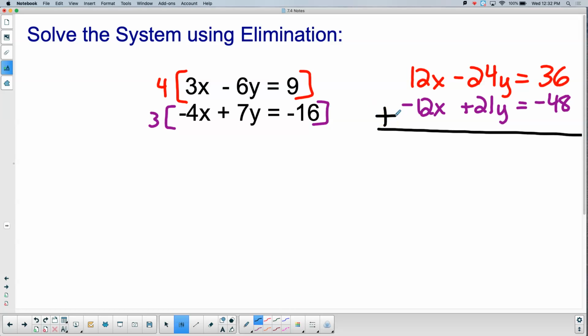Add those two equations together, and that gives me -3y equals -12. Divide both sides by -3 gives me y equals 4.